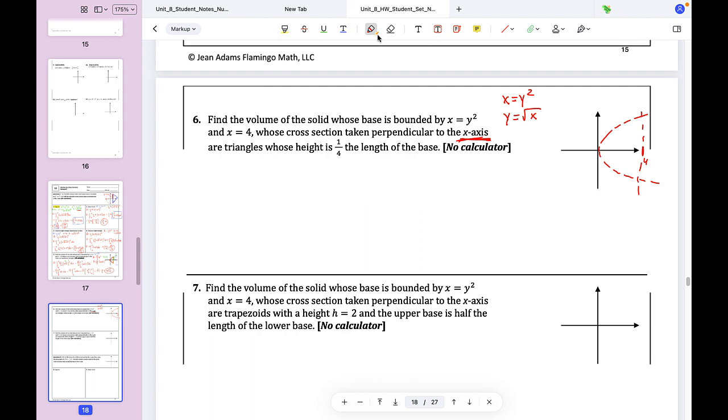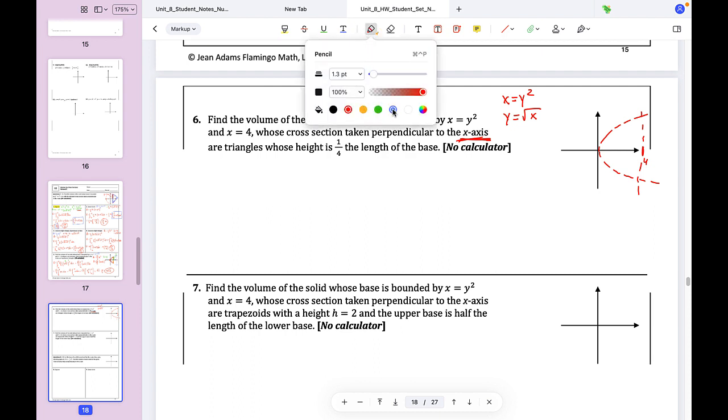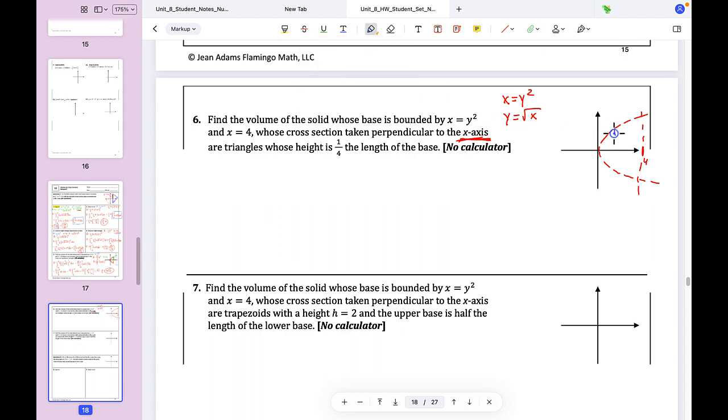Okay, so here's my base. Okay, so the area of a triangle is 1/2 the base times the height, but the height is 1/4 of the base, so that's 1/2 the base times 1/4 of the base, so that's going to be 1/8 b squared.